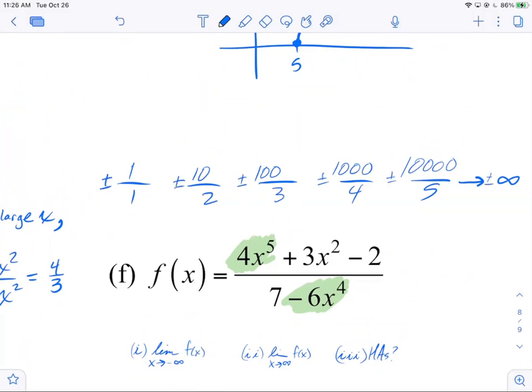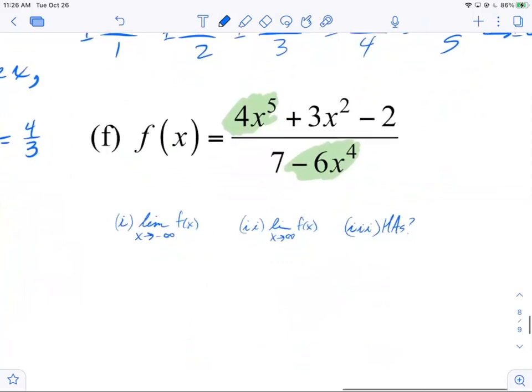And they'll be approaching the appropriate type of infinity. But there is not going to be a horizontal asymptote because both of the ends are going to be one or the other. So no horizontal asymptotes on part I.